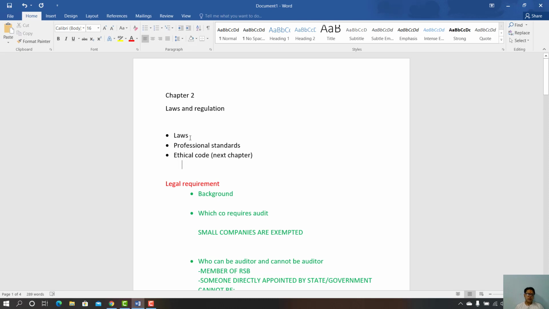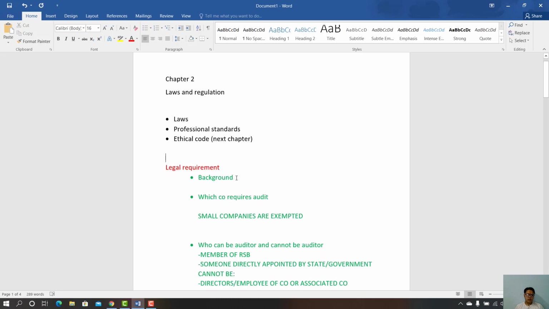So let's start with law. Under law there is legal requirement. So let's look at the legal requirement background. In most countries, law does not get very involved in governing audit. Most of the regulations come from ethical codes, which we will read in a coming chapter.